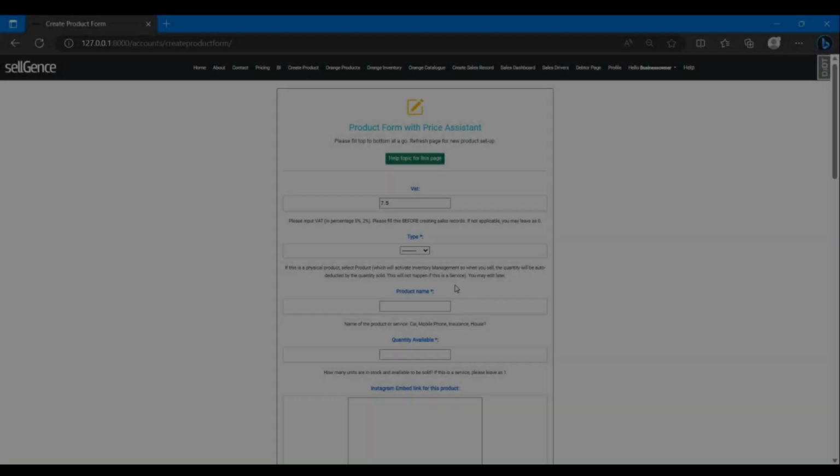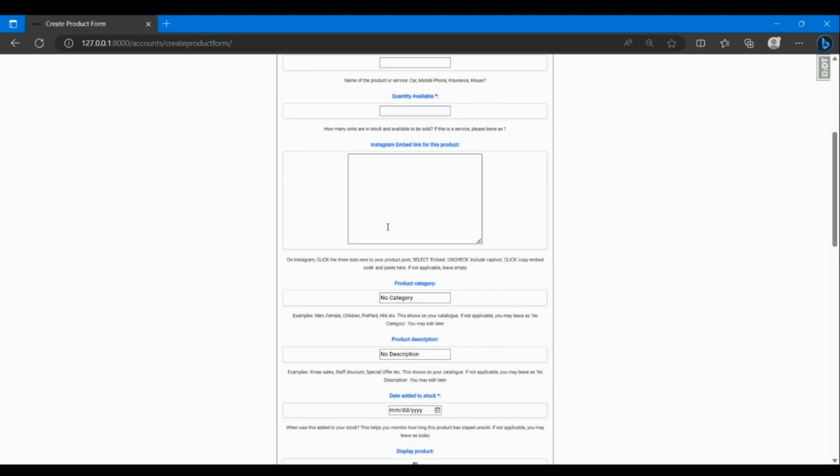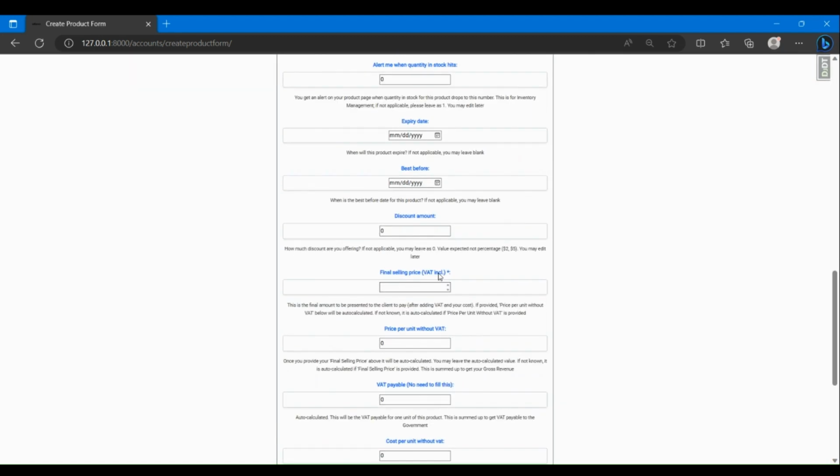While creating products on SelGence, there are some calculations made in the background. First off, please provide your VAT rate for the product you want to create, if applicable. Let us take a look at final selling price and price per unit without VAT. These two fields are dependent on each other.